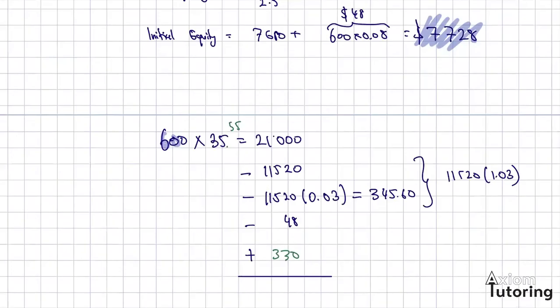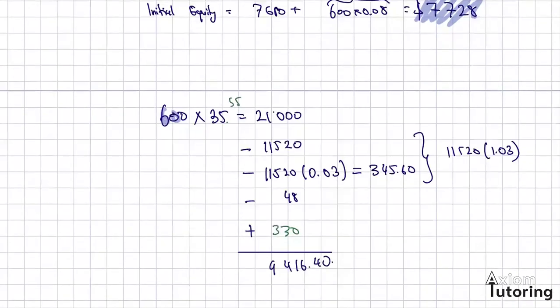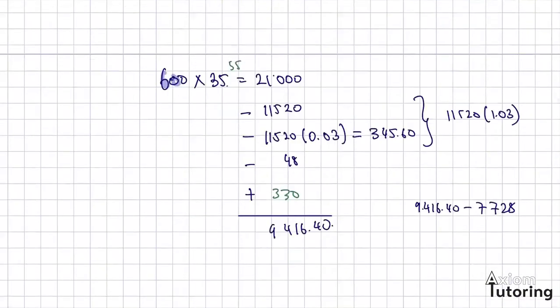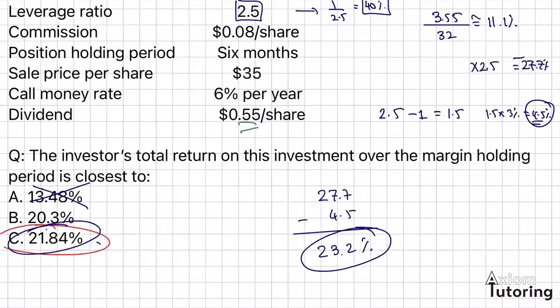If we haven't made any mistake, our net proceeds are 9,416.40. And if we look at the return of this, final balance 9,416.40 minus initial outlay 7,728, which is what we found here, divided by the beginning outlay, 7,728, gives you approximately 21.84 percent, which is exactly what we want here, which we were able to find by that eyeballing method.